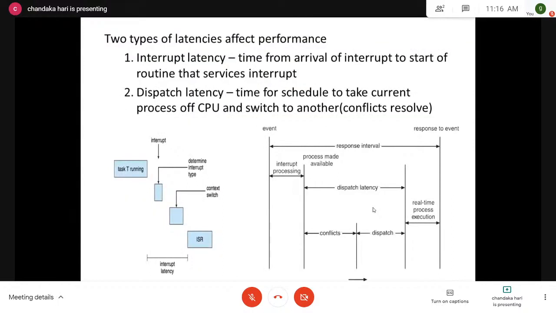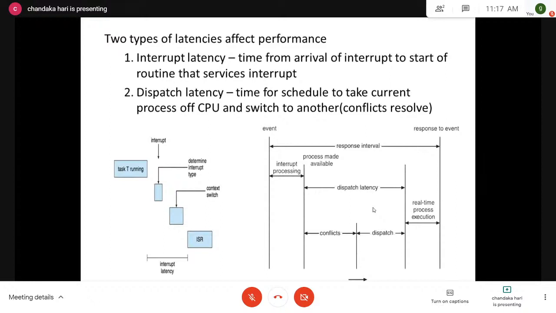Now, coming to the first one, how do you implement this? Before going to the detailed discussion about the practical implementation of real-time scheduling, first of all you must know some important things while designing real-time operating system scheduling algorithms. Without knowing these, you cannot write a scheduling algorithm for it.